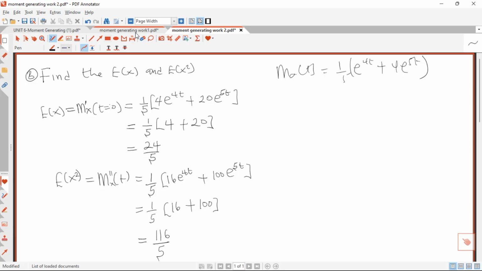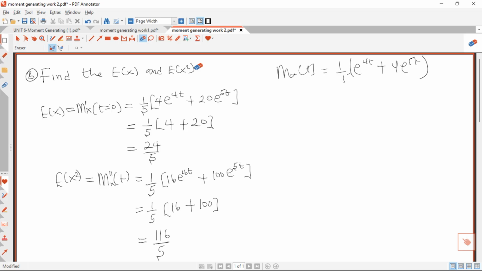So if you take the first derivative of this, we are going to differentiate and get 4 times e raised to the power 4t, as I have written here. And then we are also going to differentiate the 5t and multiply it, so I'm going to get 20 times e raised to the power 5t, right? That is what we have here. So here we are just going to put t equal to 0. Once you put t equal to 0, we are going to get 1 over 5 times the bracket, which will be 4 plus 20, and I'm going to get 24 divided by 5, right? That will be our answer for the expectation of X.